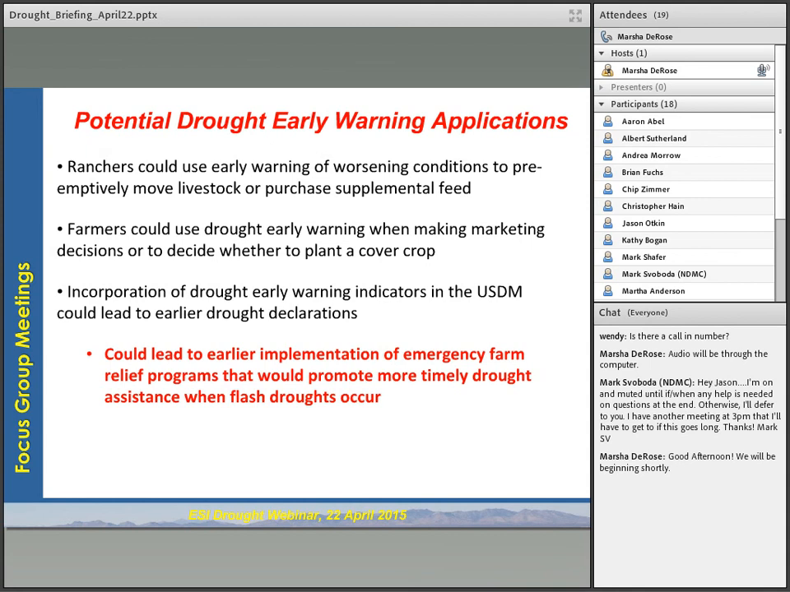It was also mentioned that the incorporation of additional drought early warning indicators in the U.S. Drought Monitor could potentially lead to earlier drought declarations because most state and federal drought declarations are based on when the U.S. Drought Monitor reaches a certain intensity threshold. This then means that the sooner the Drought Monitor can get to a certain intensity, the sooner government assistance can be requested. This could then potentially lead to more timely government drought relief measures, especially during flash drought events.